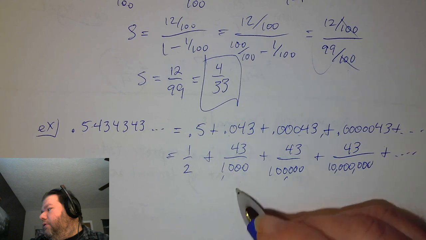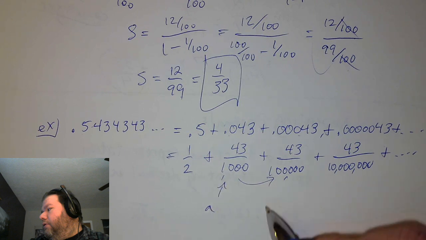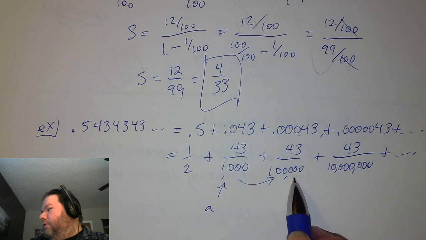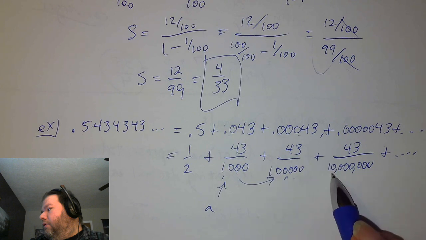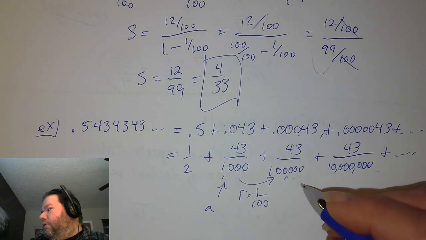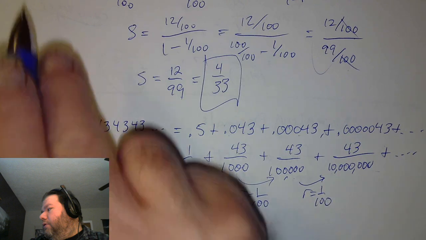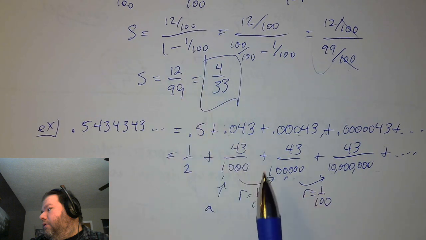And what we see, we're multiplying by here, our ratio. So there's A, and our ratio, we're multiplying by 100 on the denominator, because we're adding 2 zeros each time. So 3 zeros, 5 zeros, 7 zeros. So it's 1 over 100. Anytime we have 2 number repetition, like we saw here in the problem above, it's 1 over 100. Okay. 3-digit repetition, like if we have 1, 2, 3, 1, 2, 3, 1, 2, 3, it'd be 1 over 1,000. Okay.